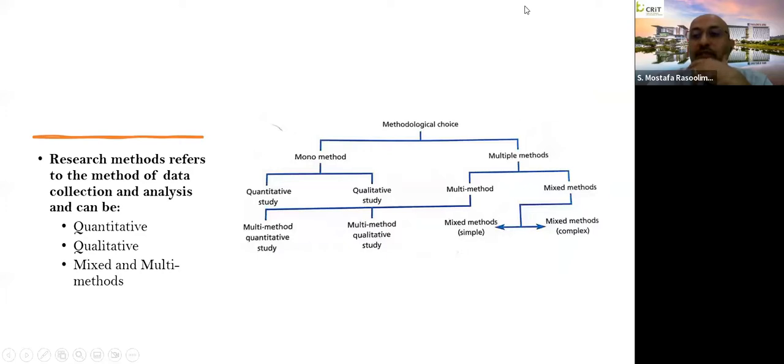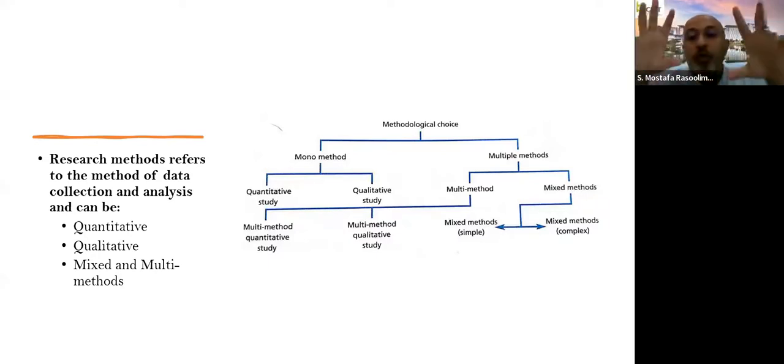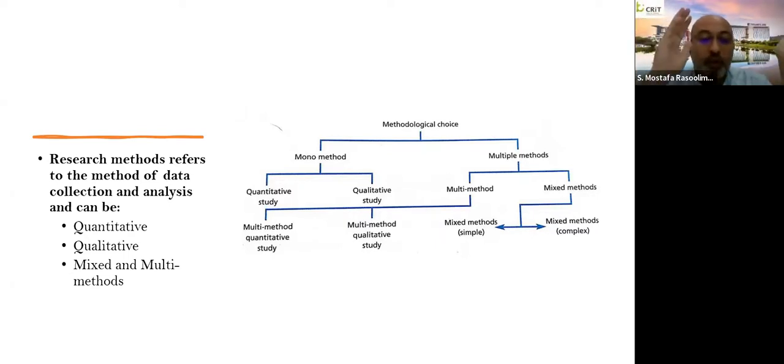For methodological choice, here you can see some categories. All research can be multiple method or mono method. Mono method means we select only one method for our research, either qualitative or quantitative. But multiple method can be categorized into two different categories, and we need to be very careful about these two. One is mixed method, which is the topic of today's session, and we will discuss it more. Another one is multi-method.